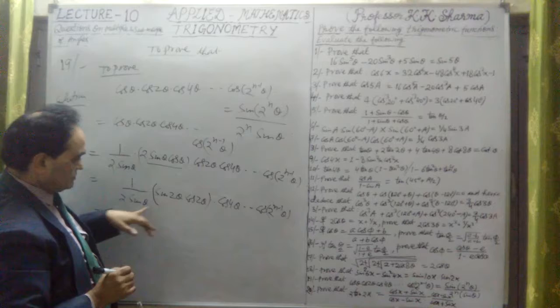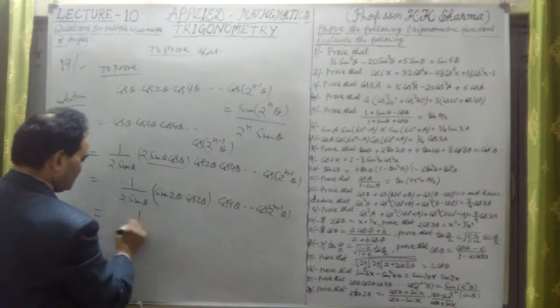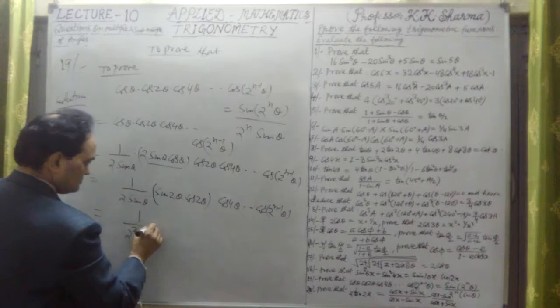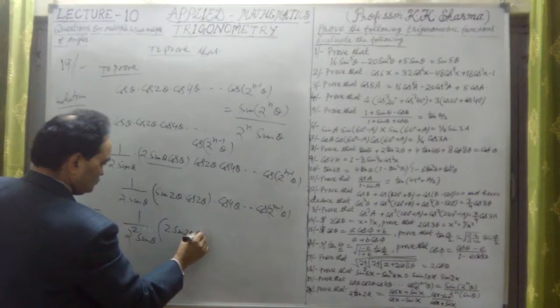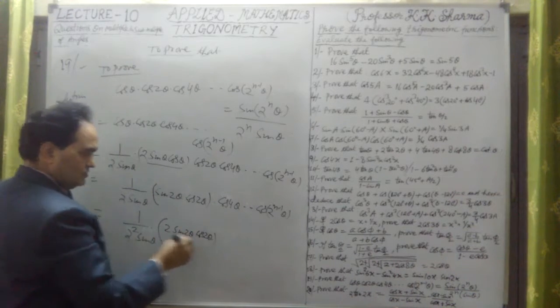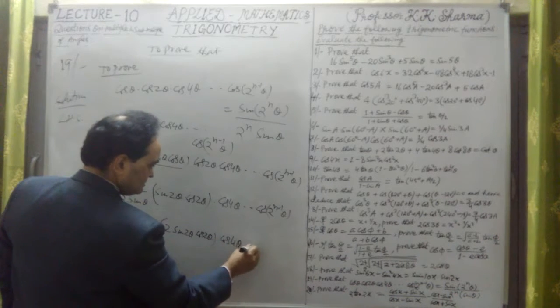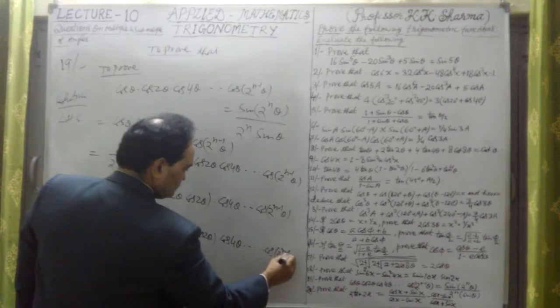So now in this case, twice, only 2 is lacking. We have to again write here 2 times 2 to the power 2 sine theta as it is. Then it will be 2 sine 2 theta into cos 2 theta, into cos 4 theta as it is, up to cos 2 to the power n minus 1 theta.